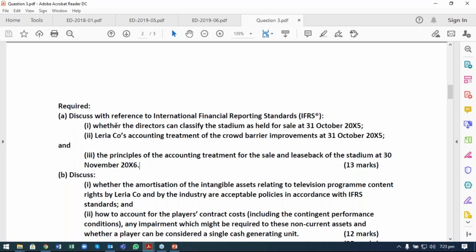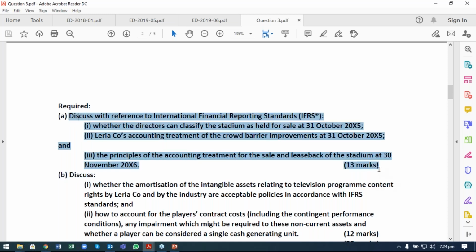So this specific, the first requirement relates to IFRS 5. This requirement relates to IAS 36 impairment, and this specific requirement relates to the standard that is IFRS 16 leases. For these three requirements, you will be assigned 13 marks, right?